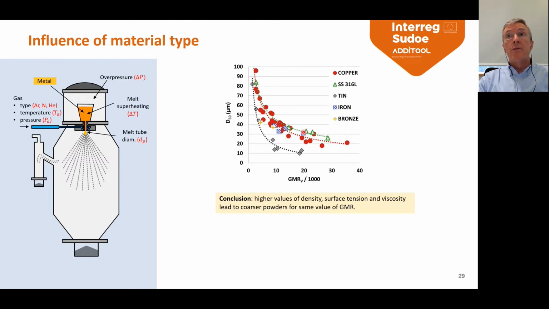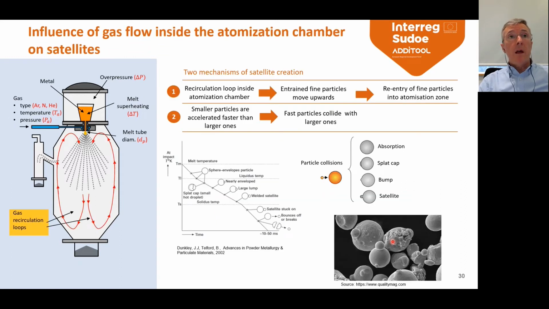As you can see, different metals. In this case, we have plotted atomizations of copper, 316L, tin, iron, and bronze, and we plot them D50 against volume GMR, which is another ratio you can define. And as you can see, tin is clearly below the rest, copper is intermediate, 316L is above, and higher values of density, surface tension, and viscosity lead to coarser powders for the same GMR values, which is a quite logical conclusion.